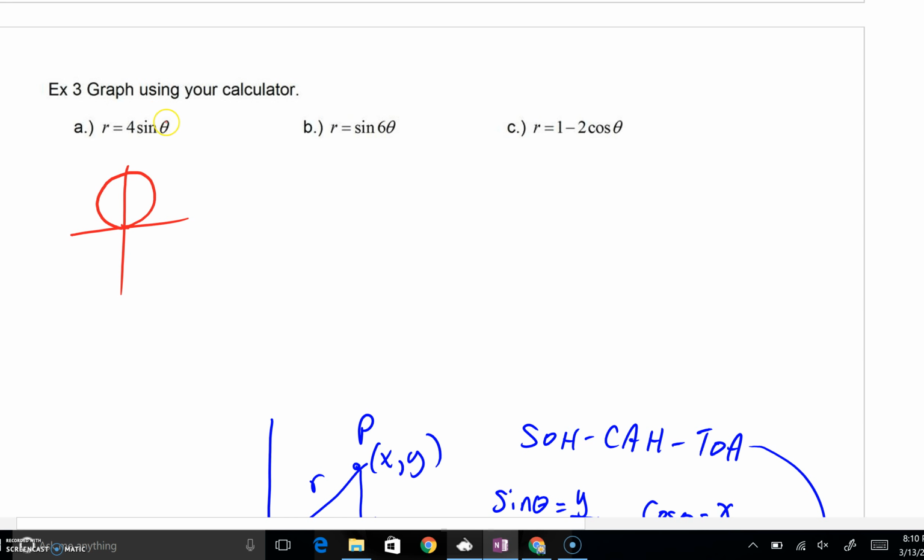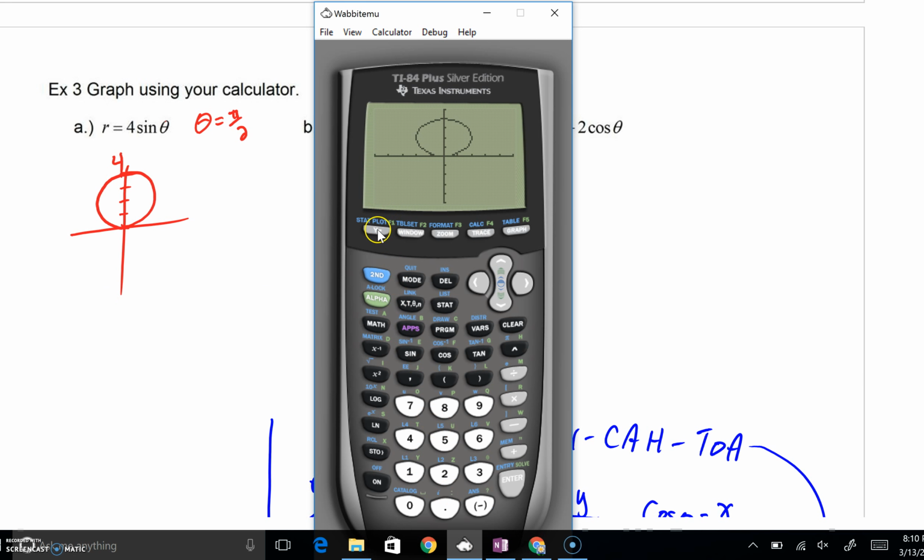Okay, you can see if I let theta equal π/2, you could see that our r would actually be going up to 4. And you can even think about working it out in that regard. So let's take a look at the sine of 6 theta. If we did that real quickly, we'll delete the 4, come right here and do 6 theta.